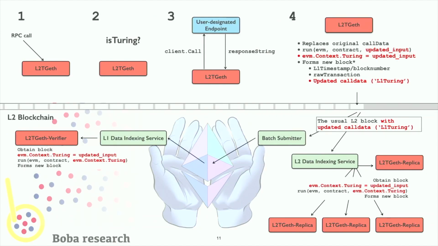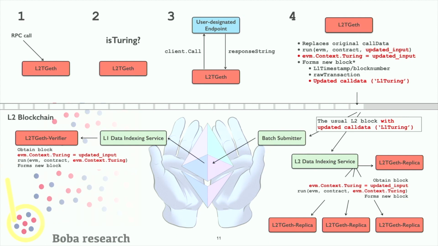So here's a diagram that outlines how that works. Step 1, L2T Geth would intercept the RPC. You would make an RPC call to the Geth, and our Geth would be like, okay, this is a Turing call. It calls the endpoint that you have specified, waits for the response to come back. If the response doesn't come back, it's going to time out. We've set the timeout currently at 1200 milliseconds.